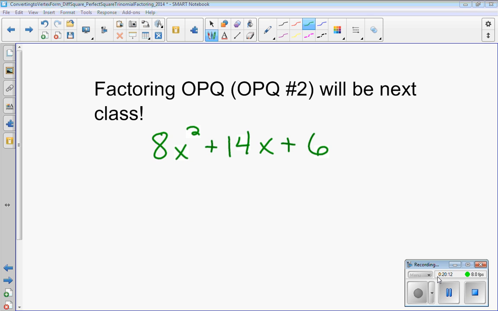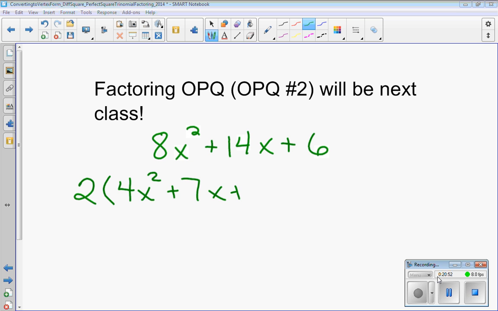All right, let's look at this example because this is one that you might see, or a similar type of question that you would see on your OPQ. Okay? Well, I want everybody to do it. So you want to look always first to take out a what? That's right. Is there a GCF here? There is one. So let's take out the GCF first. And when I take out the 2, which you guys said was the GCF, what's left? 4x squared plus 7x plus 3.